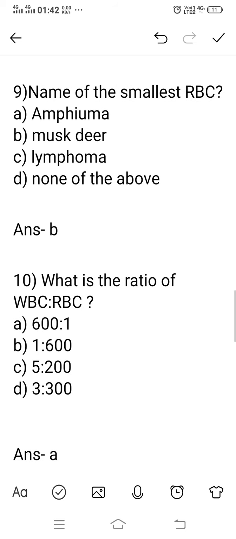Question number 9. What is the name of the smallest RBC? Option number A, amphibia. Option number B, masked deer. Option number C, lymphoma. Option number D, none of these above.